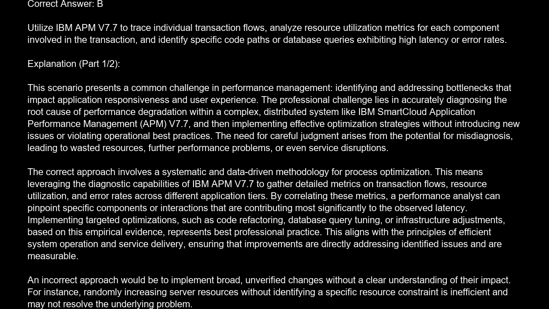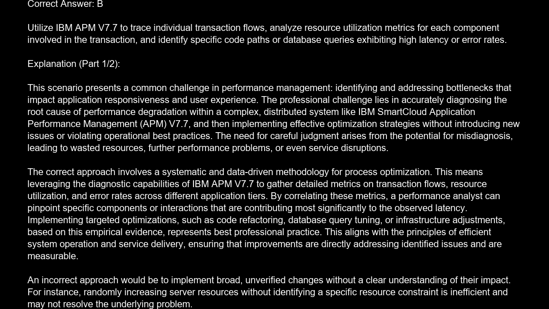This means leveraging the diagnostic capabilities of IBM APM v7.7 to gather detailed metrics on transaction flows, resource utilization, and error rates across different application tiers. By correlating these metrics, performance analysts can pinpoint specific components or interactions that are contributing most significantly to the observed latency. Implementing targeted optimizations, such as code refactoring, database query tuning, or infrastructure adjustments based on this empirical evidence, represents best professional practice.